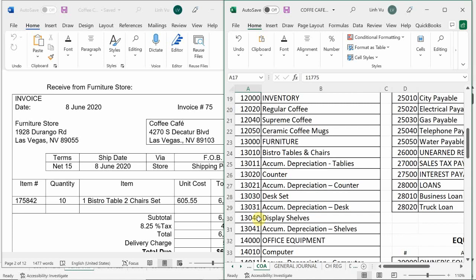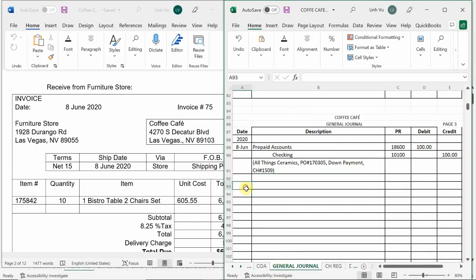13,010. Good. We bought some bistro tables and chairs. Okay. Now in this case, I received a bill. What does that tell me? The amount, okay, and that we have to pay it.